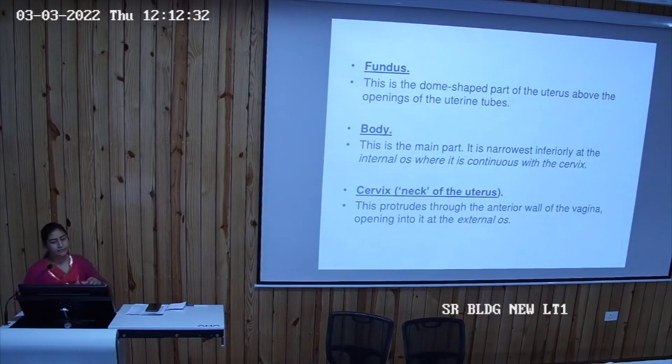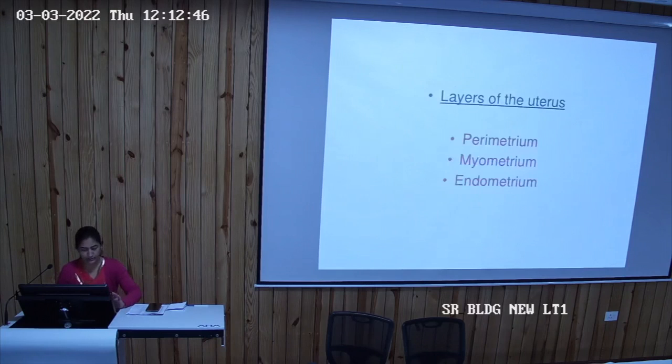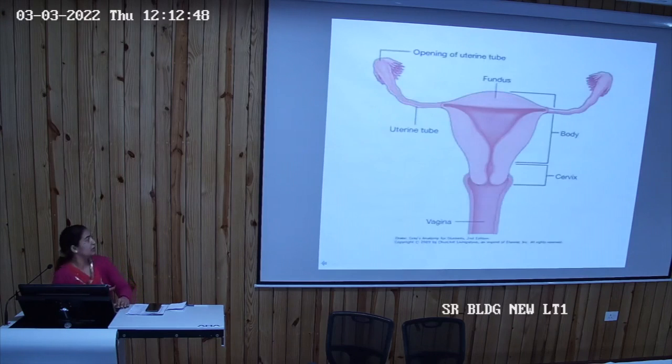You can read this one. Fundus is the dome-shaped part of the uterus above the openings of the uterine tube. Body is the main part and it is narrowest inferiorly at the internal os. So you all have seen it, it is narrowest at the internal os.